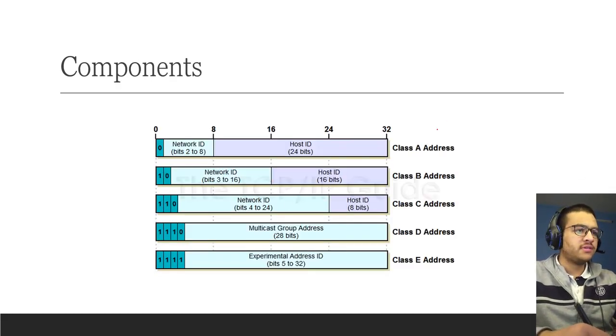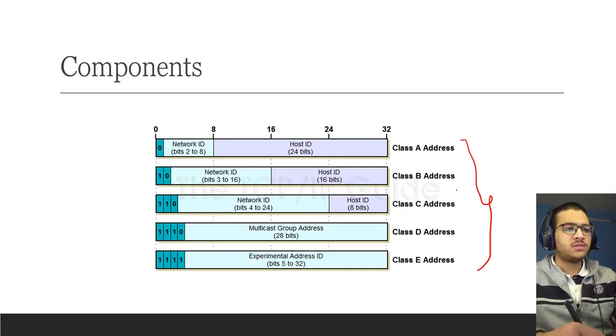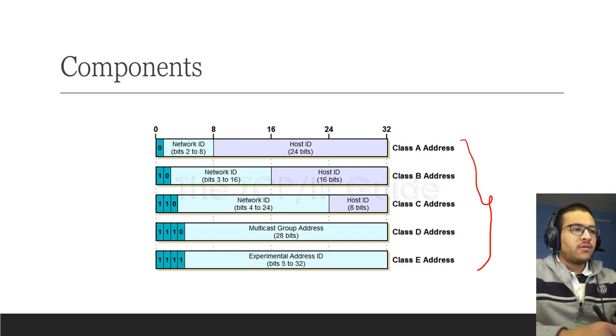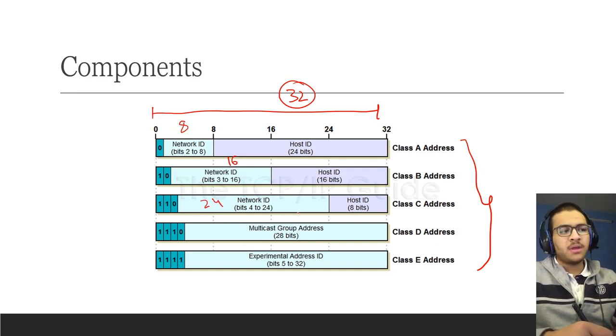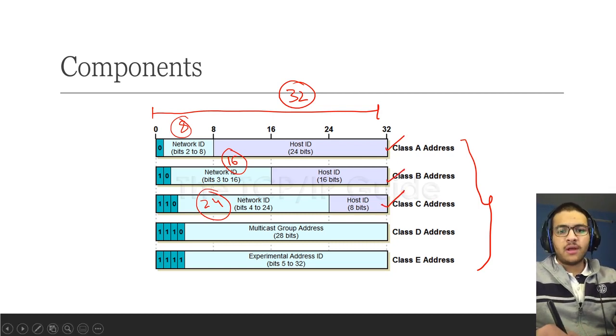In this diagram we can see the basic structure of all the class A, B, C, D and E classful addressing. You can see that the total IP address is of 32 bits, out of which certain bits are reserved: the first 8 in this, first 16 in this, first 24 in this. According to the bits reserved for the network and the host, we have divided it into subclasses. So we'll move on to the A subclass first.